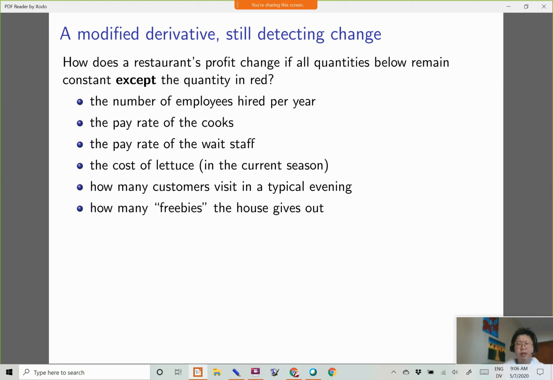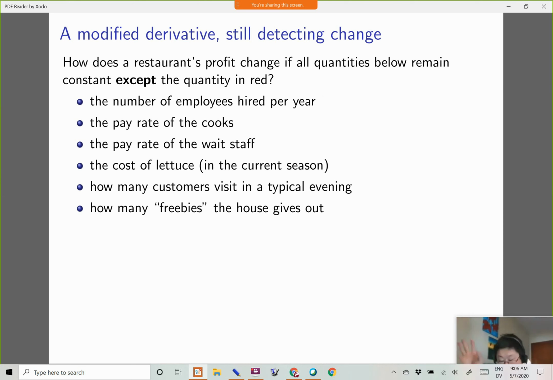So let me clarify what I mean. So derivative, we know it's a rate of change, right? Because derivative computes a slope, and a slope is a rate or a rate of change. And the derivative detects change, and we're going to talk about slightly modifying what the derivative looks like today for these new kinds of functions.